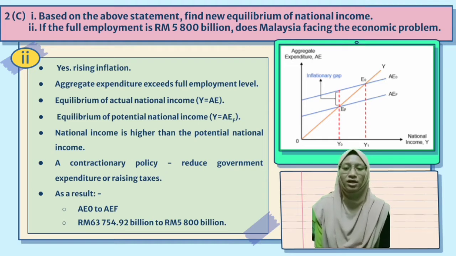If the full employment is 5,800 billion ringgit, Malaysia will face an economic problem, which is rising inflation. An inflationary gap occurs when actual aggregate expenditure is above the full employment level.